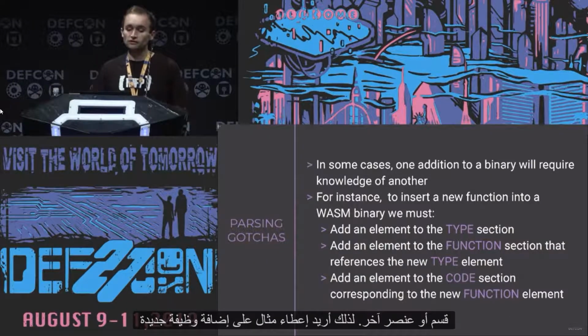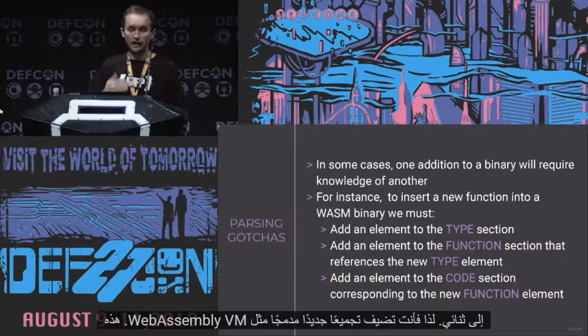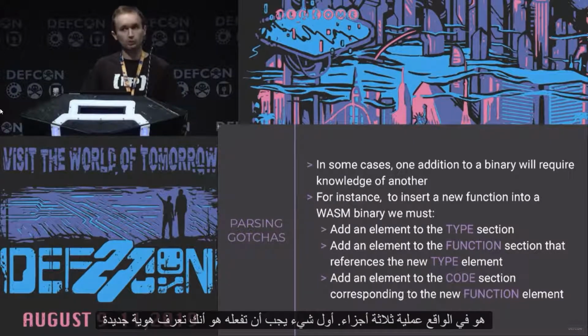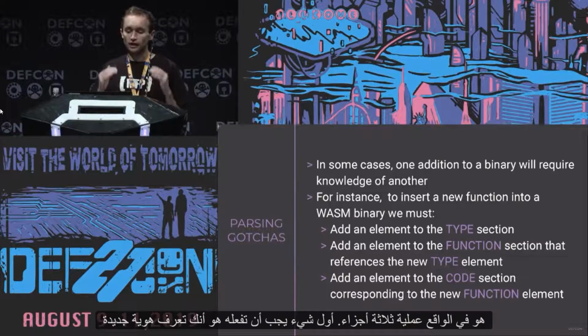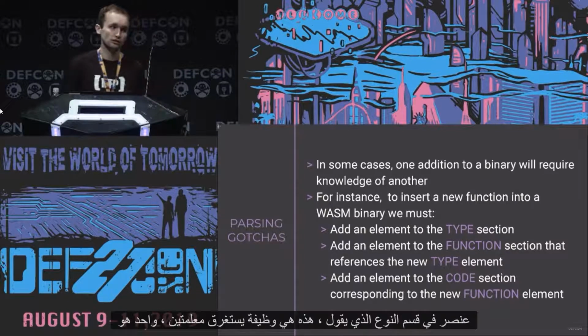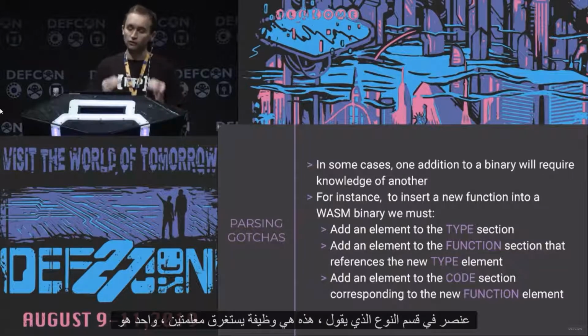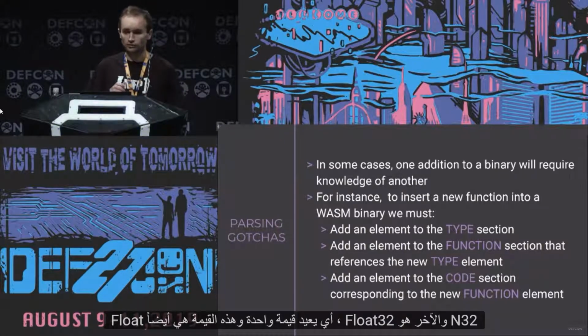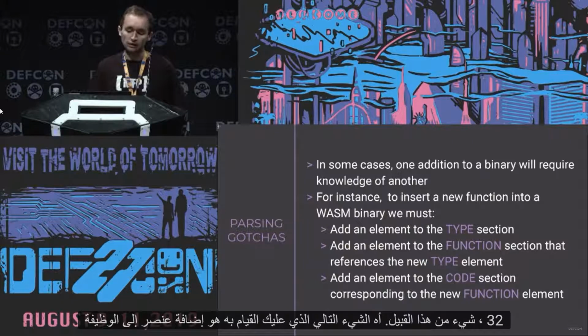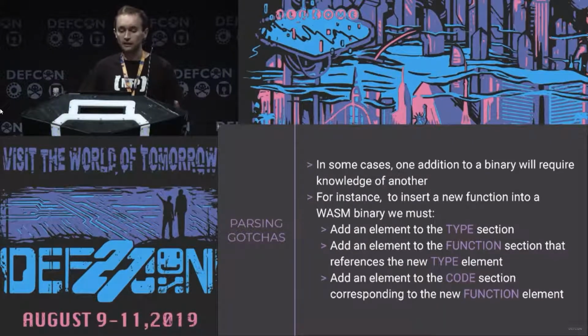So I want to give the example of adding a new function into a binary. You're adding a new built-in function that can be called from the WebAssembly VM. This is actually a three-part process. The first thing you've got to do is define a new element in the type section, which says this is a function. It takes two parameters. One is an int 32. The other one's a float 32. It returns one value, and that value is also a float 32, something like that.